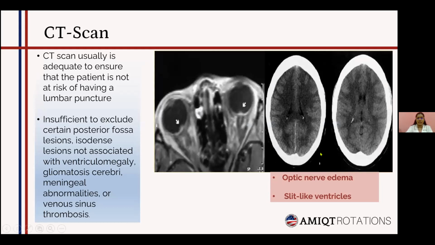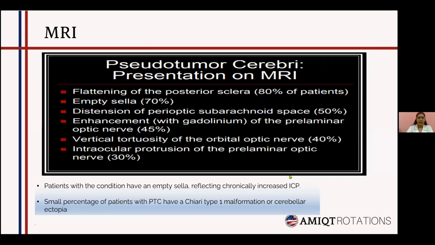Here we can see the CT scan of a patient with IIH. We can see small slit-like ventricles, and there's no evidence of any hydrocephalus in this. Coming to the MRI.